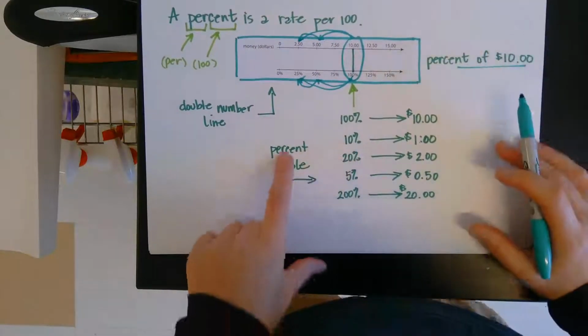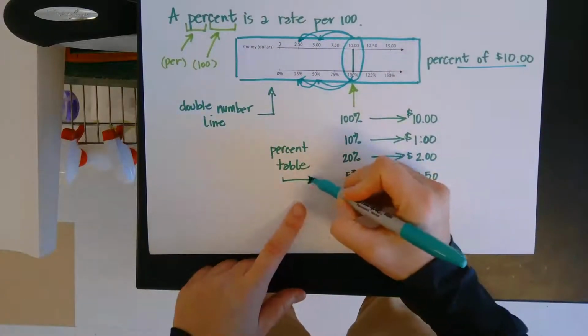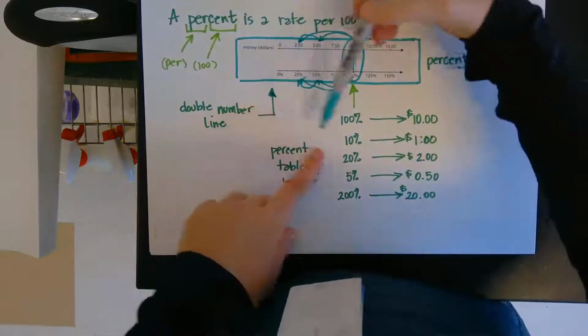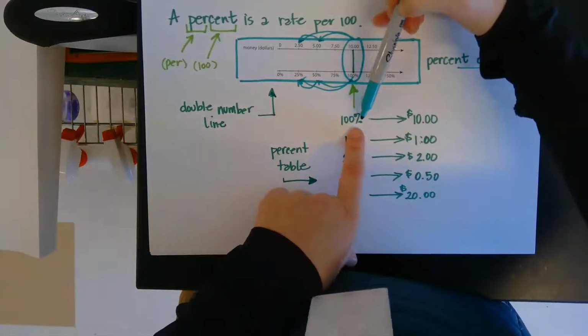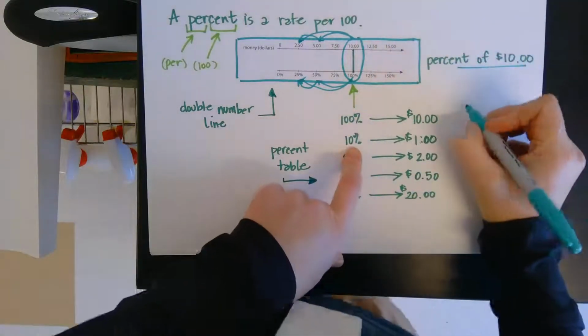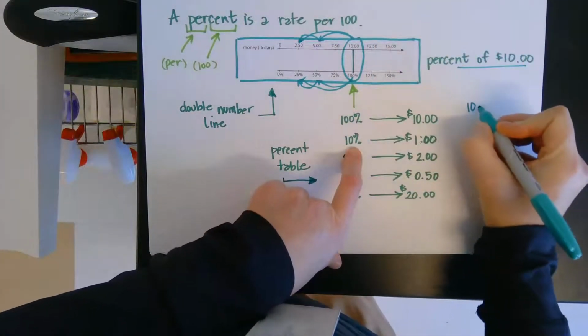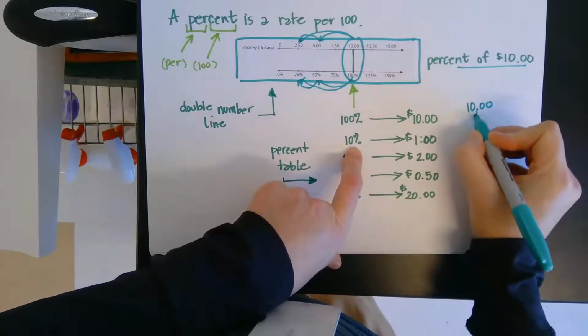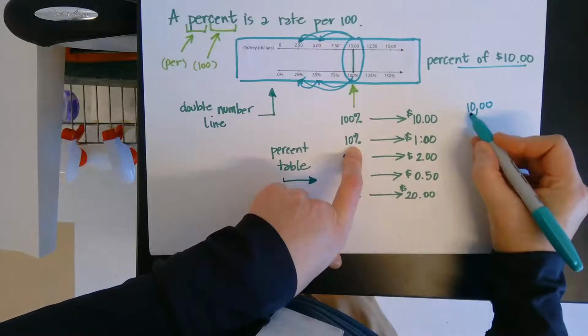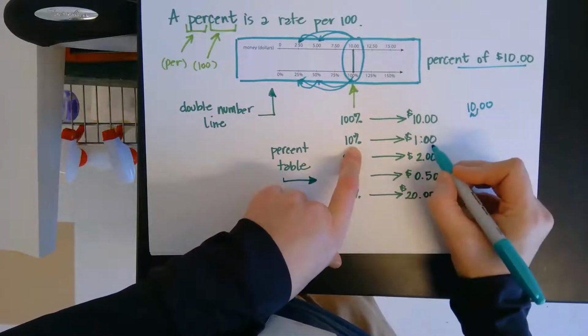And so we're using a percent table when we do that. And we've done a little bit of this in class in our mental math practices, and so I just want you to get this down. So if we know that our 100% is $10, then our 10% is just a tenth of $10. So we're just really moving the decimal point, you guys, one place to the left to find our 10%. And so 10% is $1.